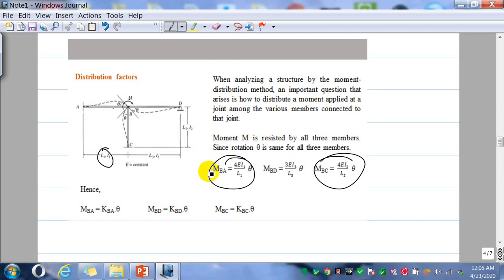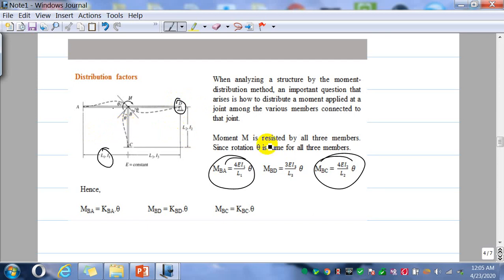So it's in the ratio of that. If MBA is 4EI1/L1 into theta. Why 4EI? Because this end is fixed. Because of MBD, that is BD, this portion, here it is 3EI3/L3 into theta. Why is it 3EI3/L3? Because this point is a pin. So when the far end is a pin, we have seen that the stiffness of the segment is 3EI over L.